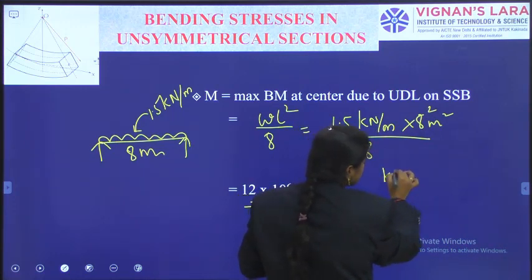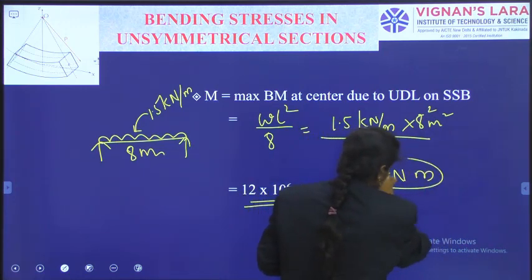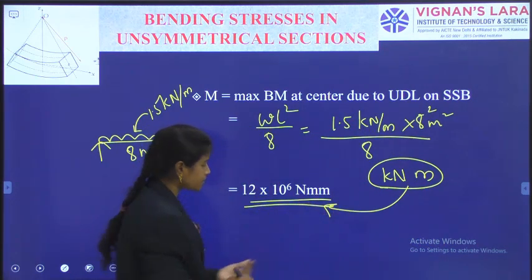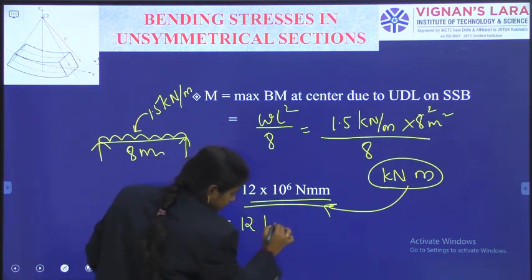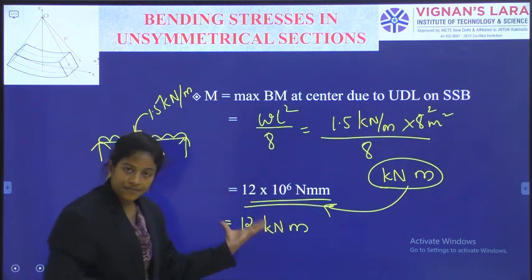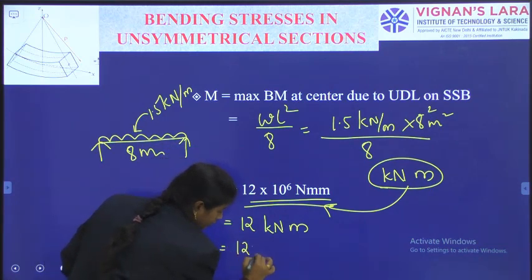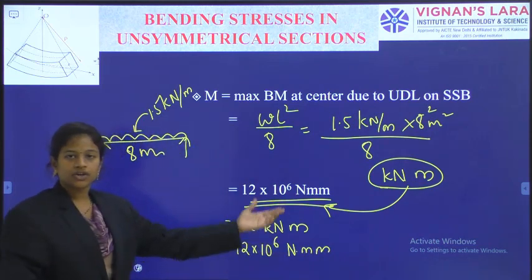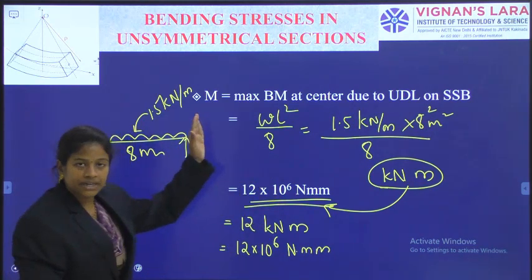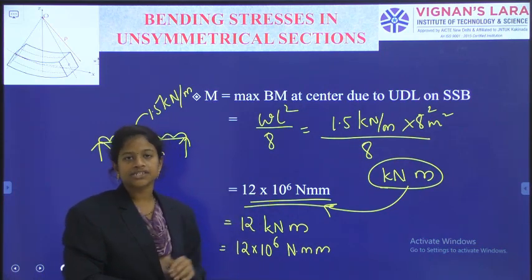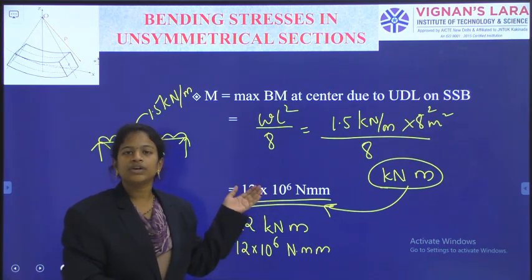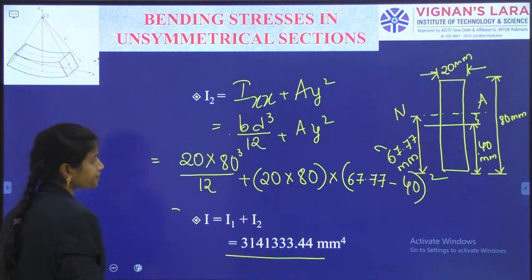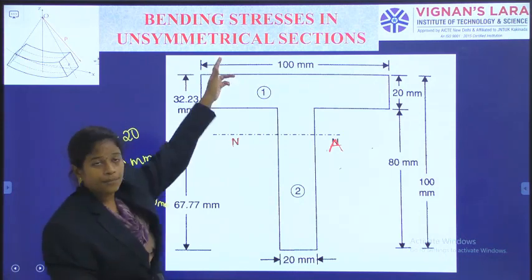So we get a kilonewton meter answer, and I convert this into Newton millimeter by multiplying with 10 power of 6. Either I can write 12 kilonewton meter, or for our use I write 12 into 10 power of 6 Newton millimeters. This is the capital M calculation, and the capital I calculation is also over. Yc and Yt we have already got; they come from the distance of the fiber from the top layer and the bottom layer.